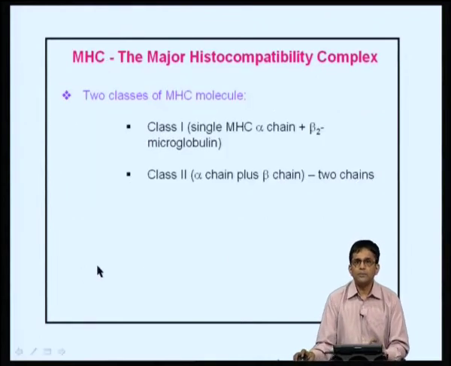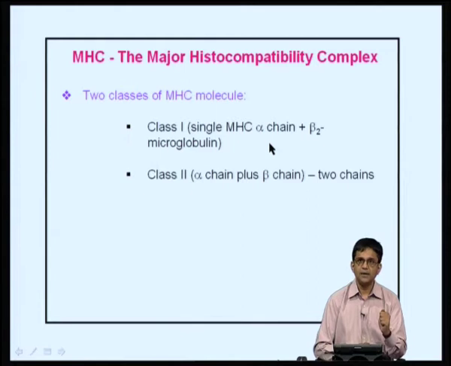Okay, now there are two main types of MHC molecules. One is class 1 and the other is class 2. The structure of these molecules is very distinct. So, MHC class 1 has a single MHC alpha chain with beta 2 microglobulin.